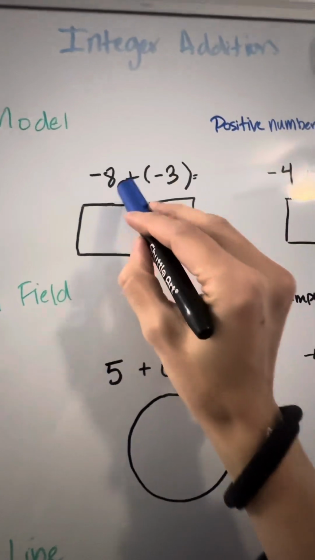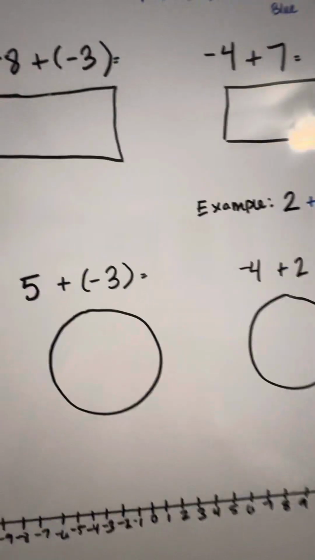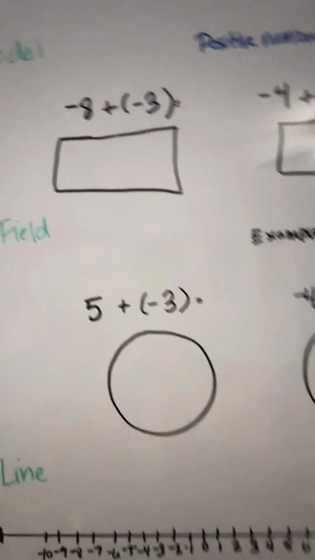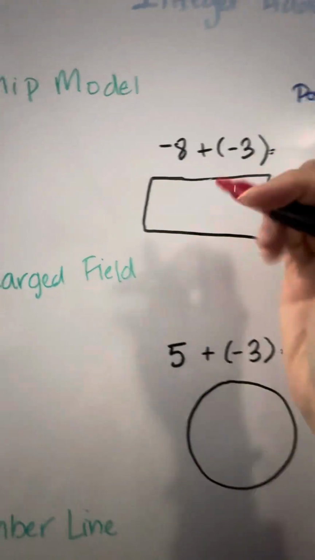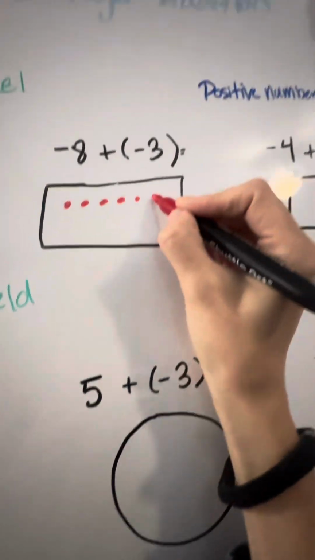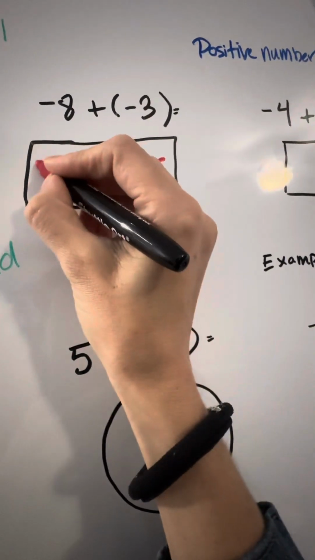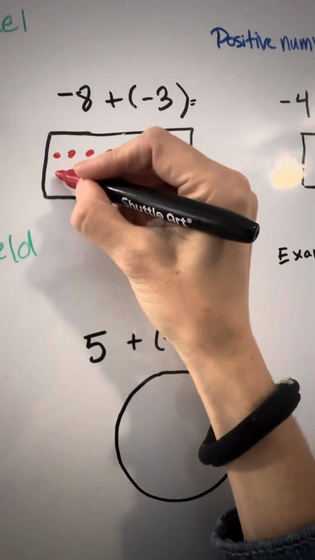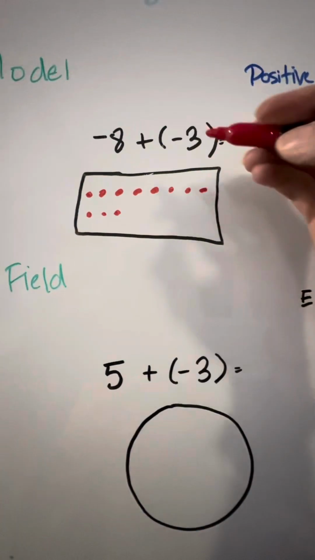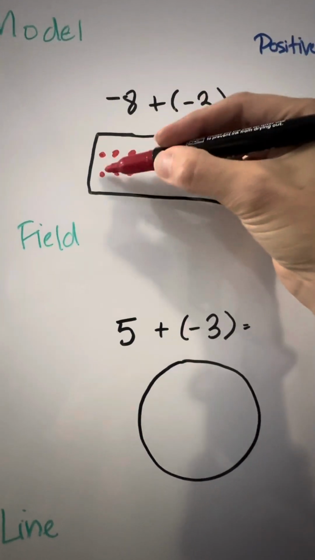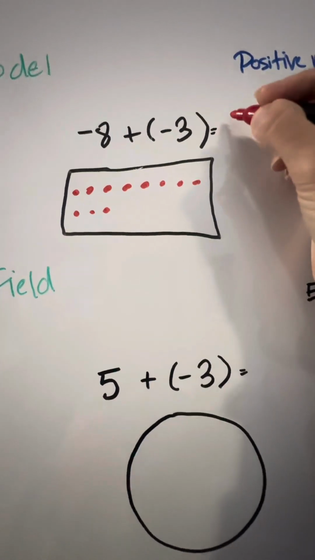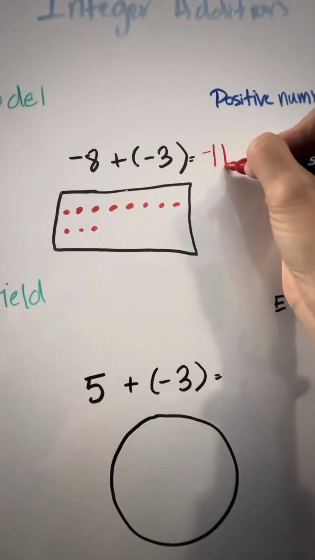We have -8 plus -3. So what we're going to do is put -8 and -3. They're all going to be red because they're all negative. So we're going to do 1, 2, 3, 4, 5, 6, 7, 8. Then we have plus -3: 1, 2, 3. So then what we're going to do is add everything because they're all negative. So we have 1, 2, 3, 4, 5, 6, 7, 8, 9, 10, 11. So negative 8 plus negative 3 is negative 11.